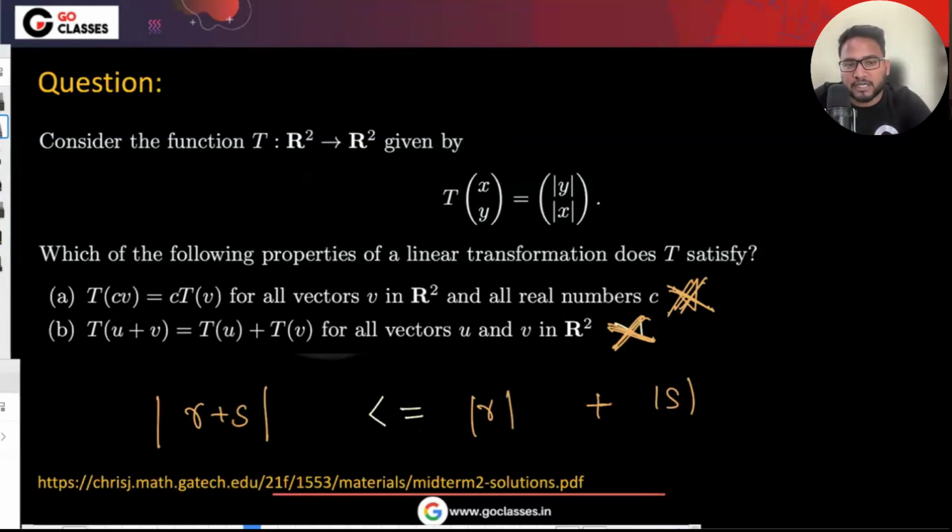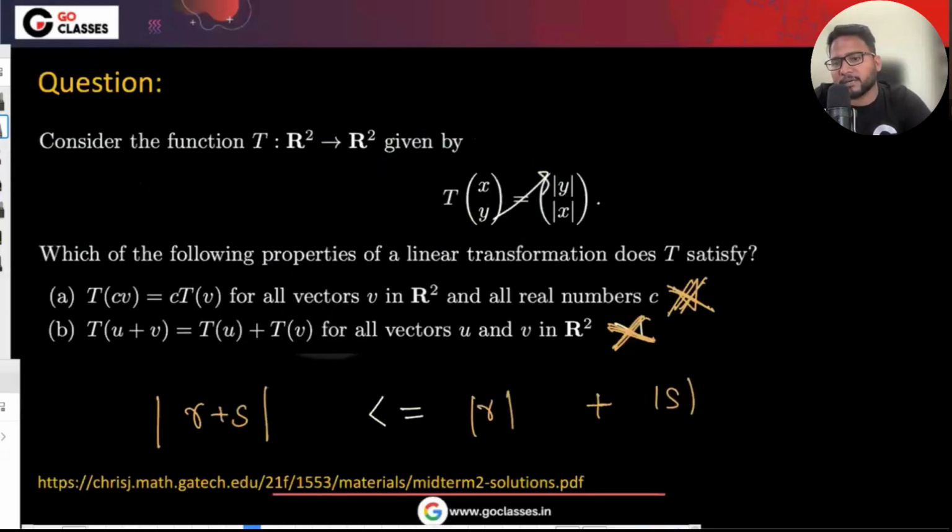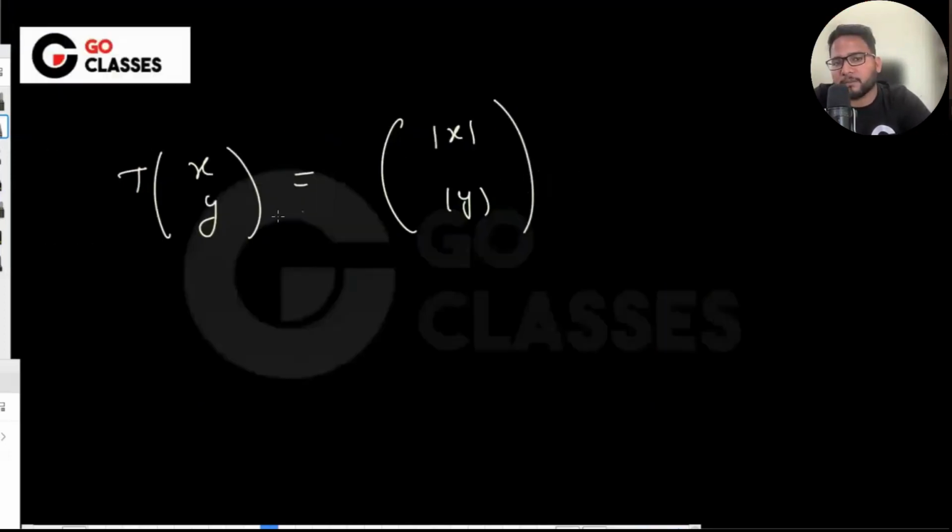Okay, see what they are saying, that T of x, y is... If you're getting confused by flipping this, let me first take the simpler example by not flipping this. Let's suppose this. Tell me, if you have two vectors.